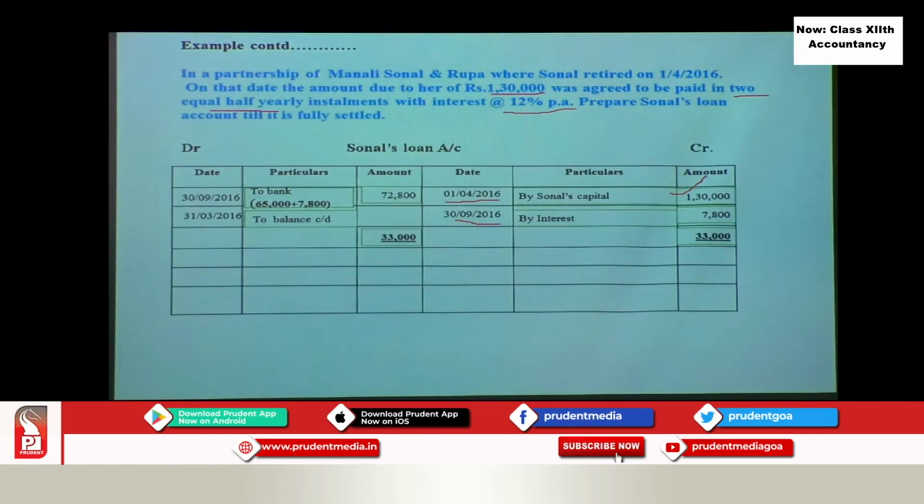So how do we write the closing balance? Of course, "to balance carried down," and how much is the closing balance? 65,000. Okay. This 65,000 balance will be paid after the next 6 months. So till then we have to transfer it to the next year. So this year, this 6 months, the loan account is closed. After 6 months it will appear on the next day, that is 1st October. The balance shown is now 65,000.